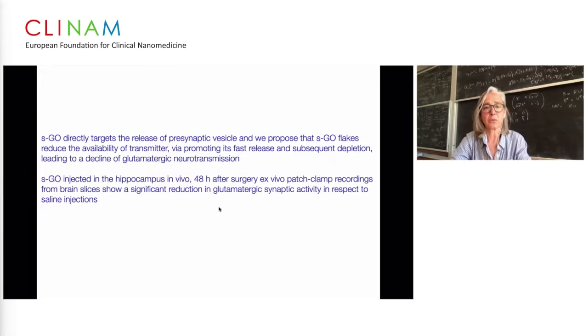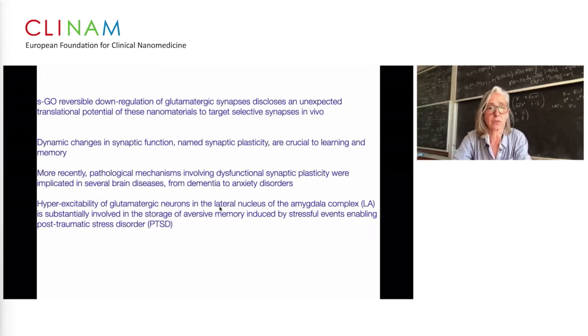We presume we understood more or less the mechanism. It is a transient effect, a transient downregulation of glutamatergic transmission. So we wondered whether this transient downregulation of glutamatergic transmission at a specific site in the brain in vivo might impair the development of pathological processes such as dysfunctional synaptic plasticity. Now, synaptic plasticity, as you all know, is dynamic changes in the synaptic function, which is crucial to physiological processes such as learning and memory.